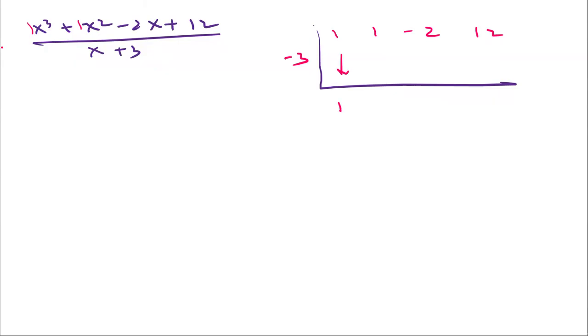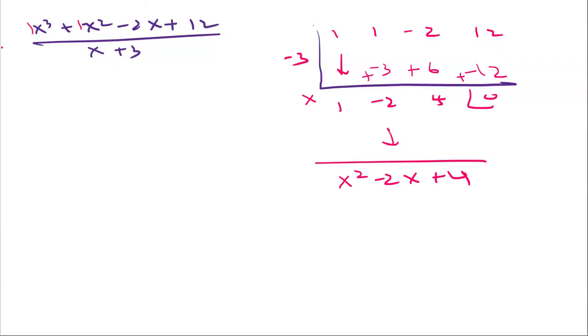So I bring down the 1, then I multiply. Negative 3 times 1 is negative 3. Add them gives me negative 2. Same thing, negative 3 times negative 2 is a positive 6. Add them will give me a positive 4. Negative 3 times 4 is negative 12. So I add them. That gives us a remainder of 0. So then I rewrite this as x squared minus 2x plus 4. And that will be our final answer there.